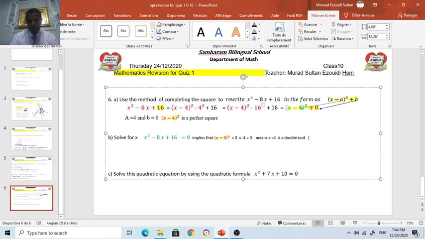Simply because the discriminant is b squared minus 4ac. Okay, b squared, what's b here? You see negative, b is negative 8. So I will make parentheses, negative 8 all squared minus 4 multiplied by 16 equals 0. That's why it does have double roots.